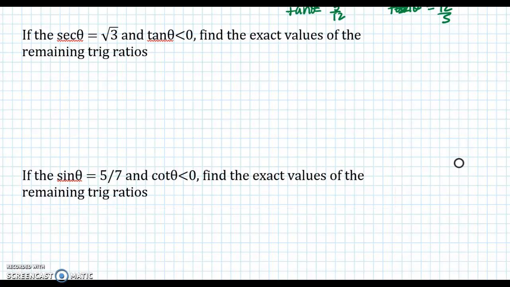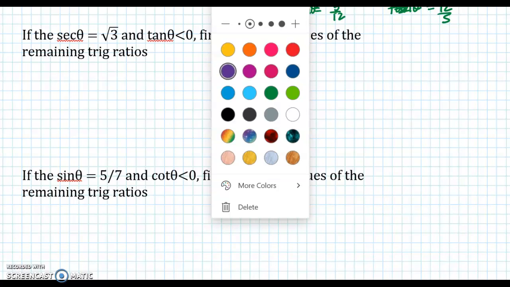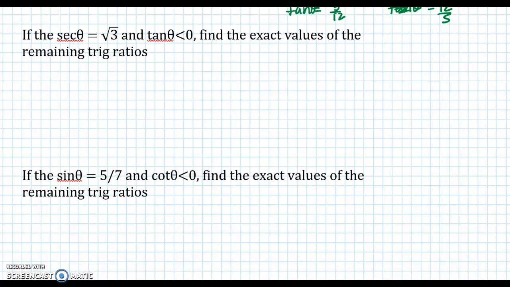So I think the last video cut off, so we'll start this one over. If the secant of theta is root 3 and the tangent is less than 0, find the exact values of the remaining trig ratios. So again, we're still thinking about our All Students Take Calculus, and then let's figure out what quadrant we're in.